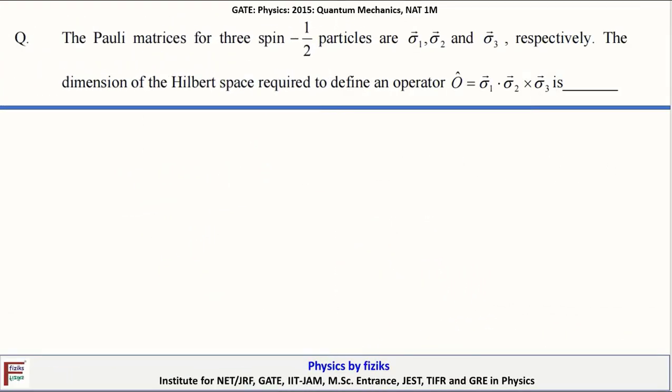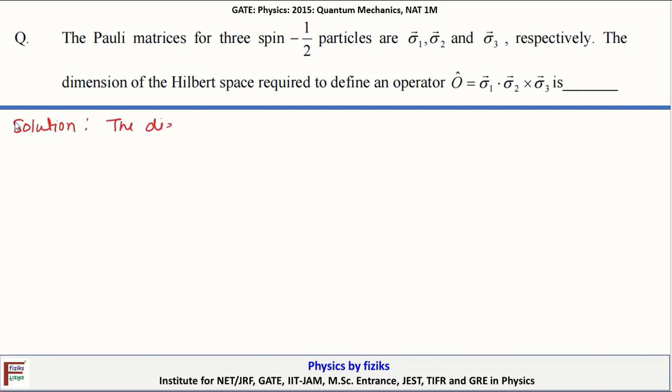We are discussing GATE Physics 2015 previous year questions of quantum mechanics. Let us read this question. The Pauli matrices for three spin 1 by 2 particles are sigma 1, sigma 2 and sigma 3 respectively. The dimension of Hilbert space required to define the operator O equals sigma 1 dot (sigma 2 cross sigma 3) is... Solution.